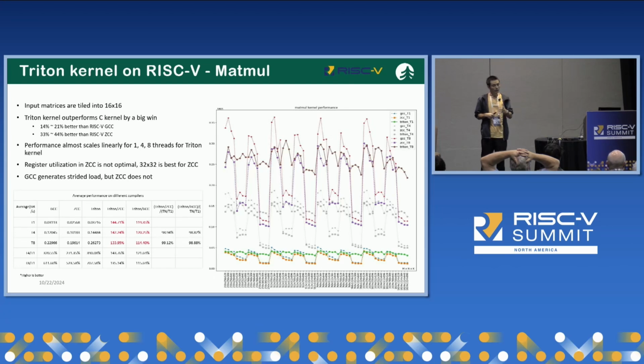We also analyzed the performance issue on this compiler. If we tile the kernel with 32 by 32, the Triton kernel will have the same performance as the C kernel on this compiler.